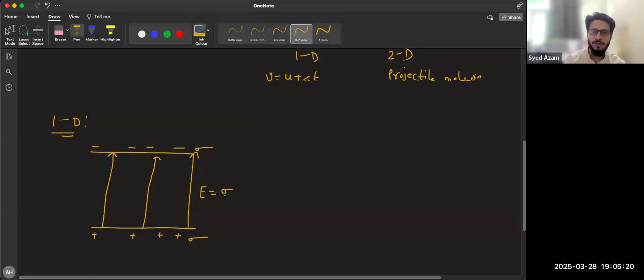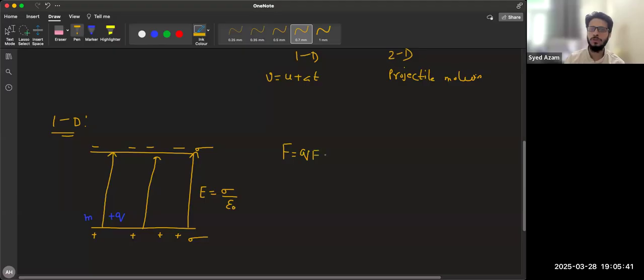Electric field between the plates of a capacitor is sigma by epsilon. Now between these two plates, a positive charge Q is placed. This charge has a mass M. You're supposed to calculate the acceleration, the displacement, velocity and everything. So let's first calculate the force on the charged particle.